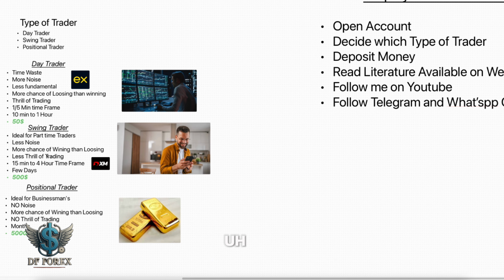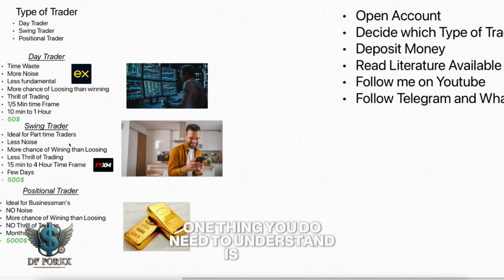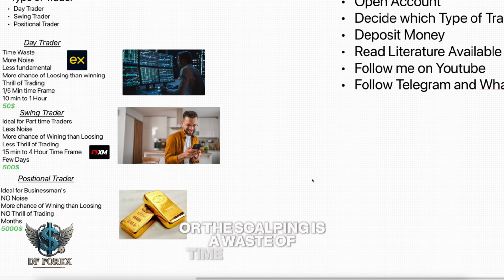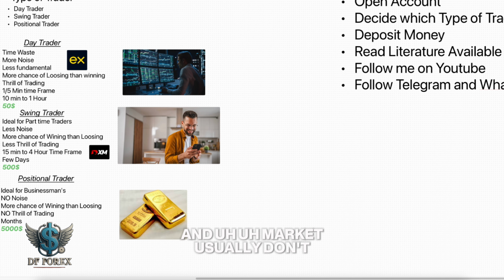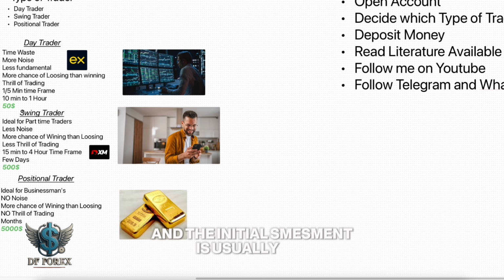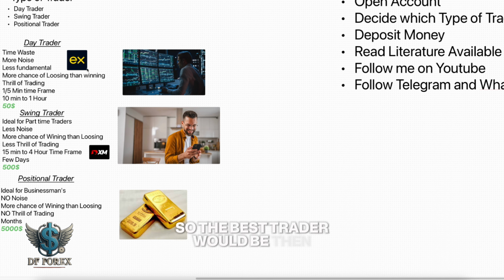One thing you need to understand is that when you are a day trader, there is a lot of noise. I usually say that day trading or scalping is a waste of time, because for example, you made profit on 3 trades and one trade goes back and you are back to nothing. And the market usually doesn't respect smaller time frames as much, and the initial investment is usually $50. So the best broker for you would then be XNS.